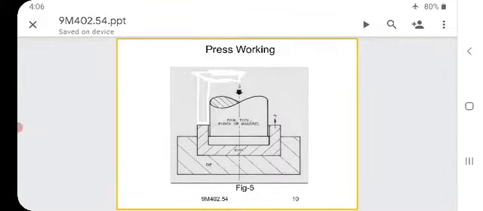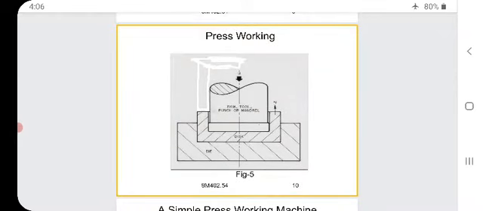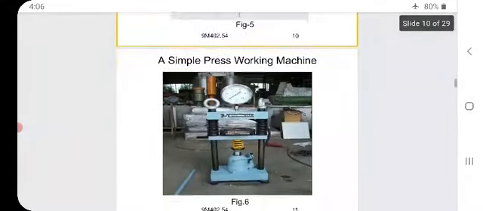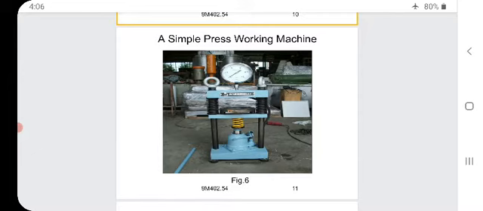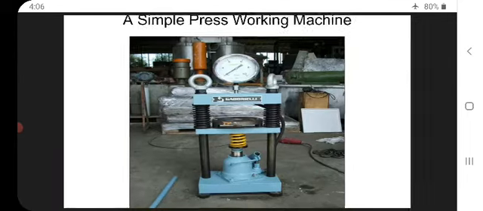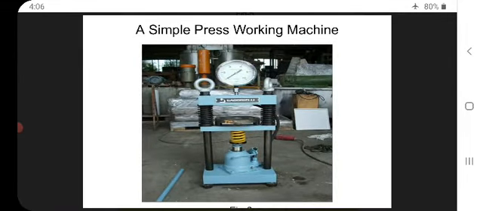So what is happening there? We are applying the force from the vertical position. So this figure illustrates a simple press working machine.